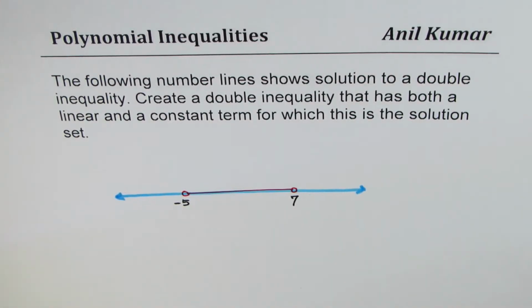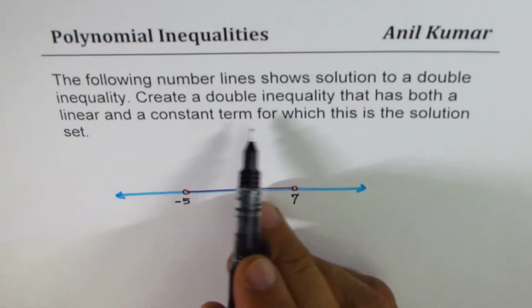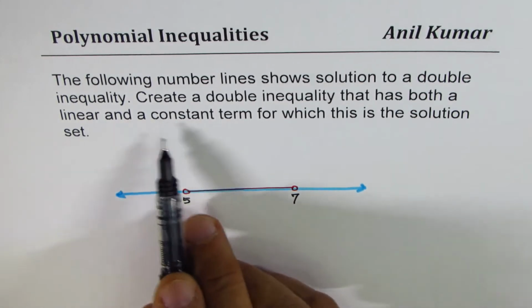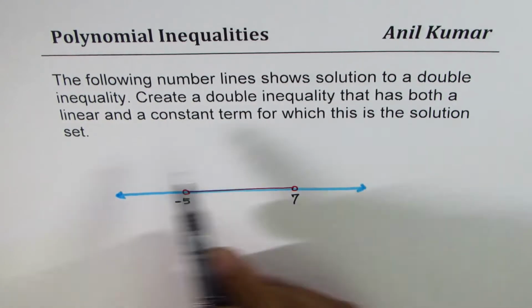I'm Anil Kumar. In this series, we'll take a few examples based on polynomial inequalities. The question here is, the following number line shows the solution to a double inequality. Create a double inequality that has both a linear and a constant term for which this is the solution set.